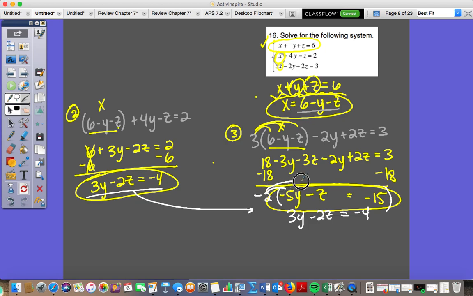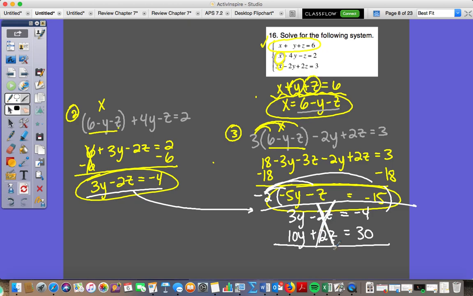If I did that to both parts on the left and then the solution on the right, the new equation, which I'll put underneath right over here, negative 2 times negative 5y is 10y. Negative 2 times negative z is 2z. Negative 2 times negative 15 is positive 30. And what we've got now is 3y. We've got the z's that cancel, right? That's the goal. We've got 13y equals 26. So we divide by 13.